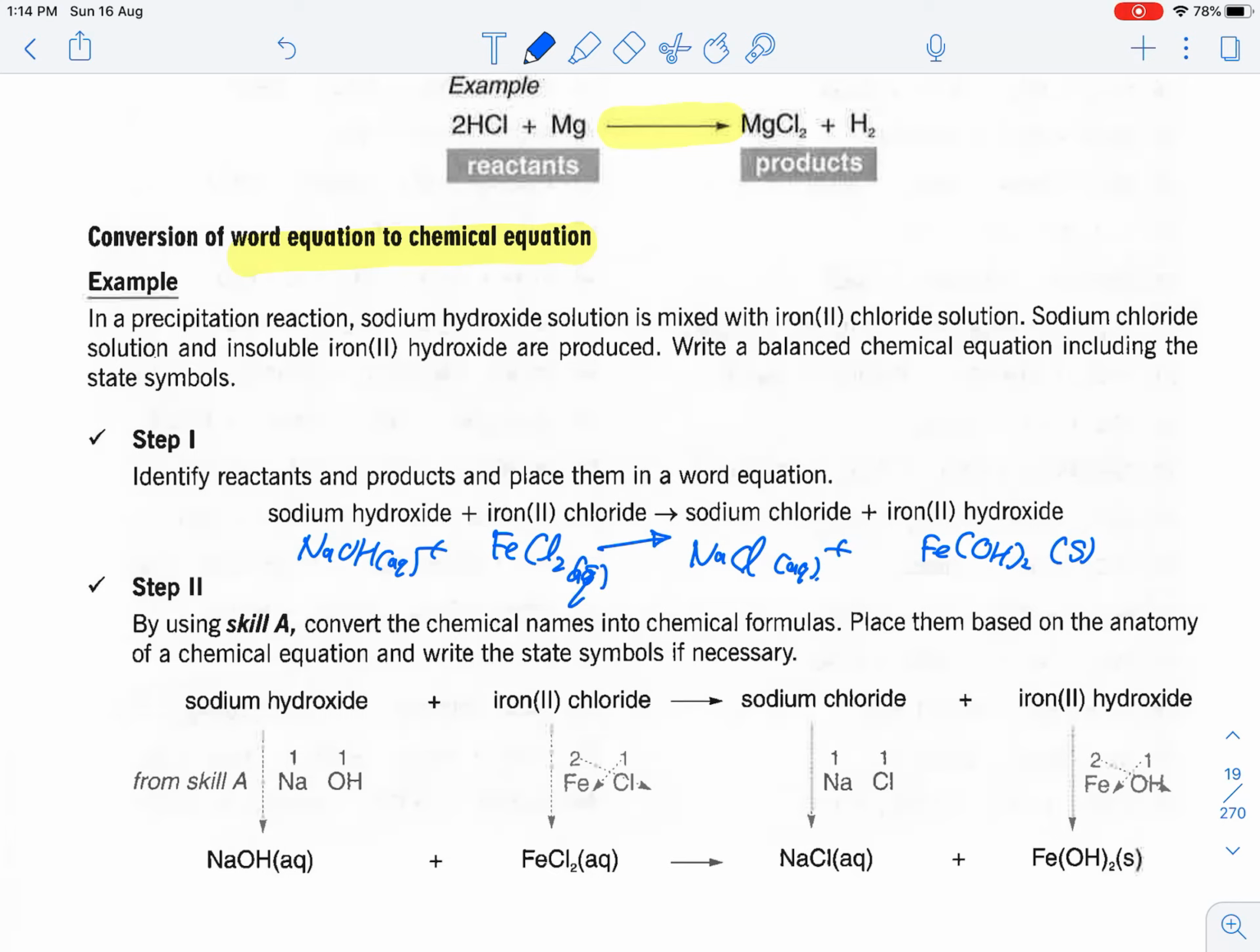And there you have it. This is the chemical equation. But there's one more step that you have to do, which is to balance it. You have to balance the equation. So let's look at the metal first. Metal for sodium is balanced, so check.